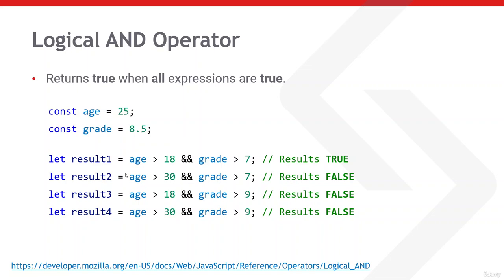However, if one of them is false, the result that I'm going to get is false. Or even if both of them are false, the final result is false. So with the AND operator, I'm just going to get a result true if all expressions are true.